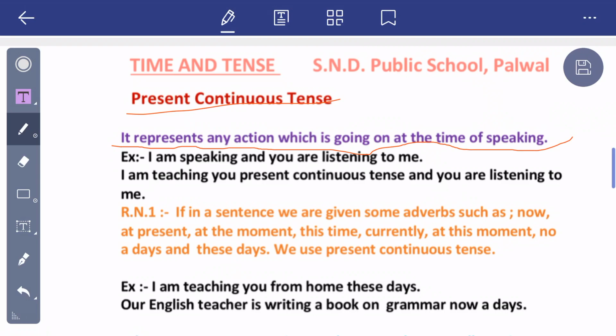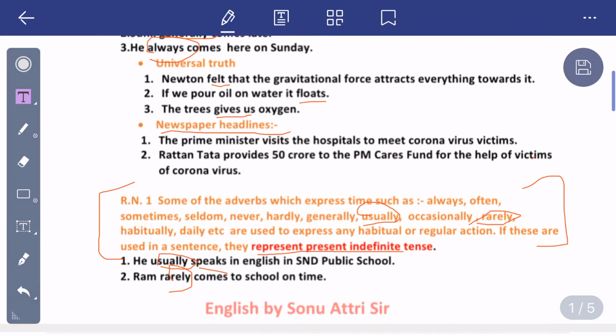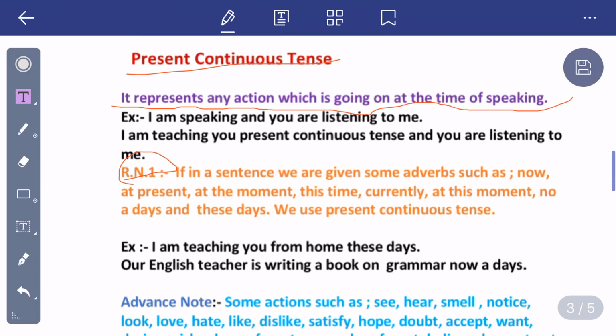So there are also some rules. What is rule number 1? What does rule number 1 say? If in a sentence we are given some adverbs, here we also have some adverbs. As I have given some adverbs for present indefinite, which tell you that the regularity of an action is being told, the same for present continuous, we also have some adverbs which will tell you that we are talking about such an action which is about present continuous.